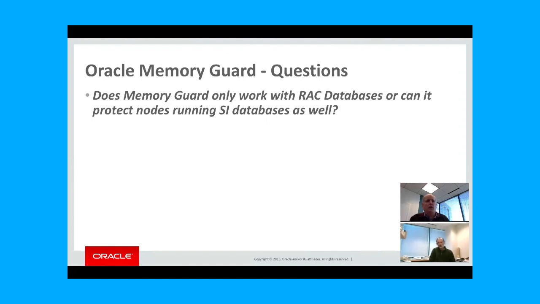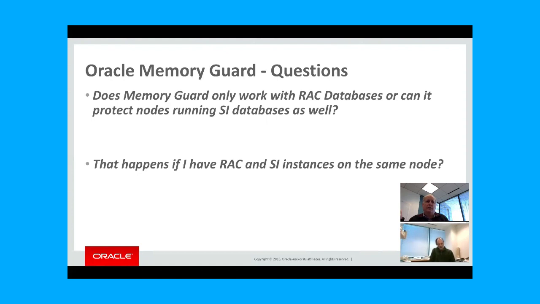Yep. So in the case where I have RAC and single instance databases on the same node, if clusterware knows about the services hosted by the single instance databases, Memory Guard will work equally with them and the RAC ones. If it doesn't, it'll ignore it. Is that what you're saying? That's correct, yeah. Yes, that's correct. I see. Okay.